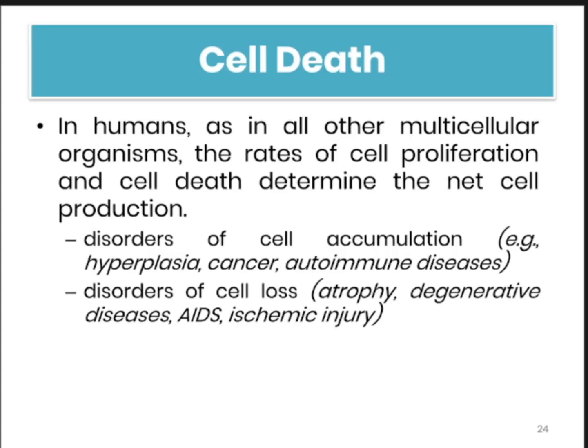So in humans and other multicellular organisms, net cell production is regulated by the balance of cell proliferation and cell death. So these are the different disorders of cell accumulation. For example, we have your hyperplasia. When we talk about hyperplasia, from the word hyper, that's an excessive cell proliferation that could lead to an increased number of cells.